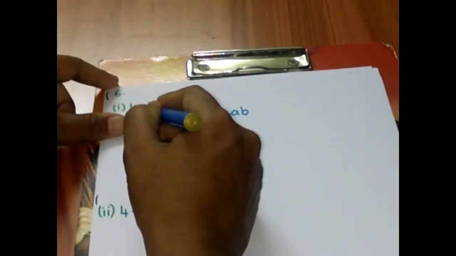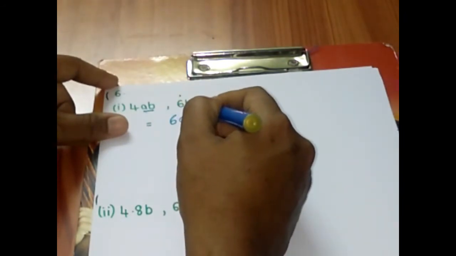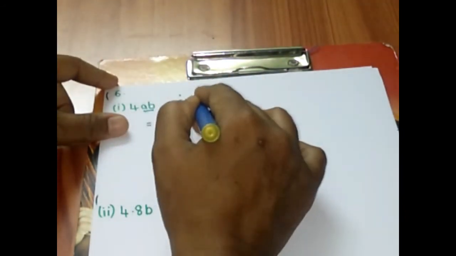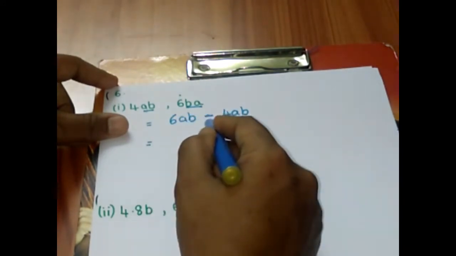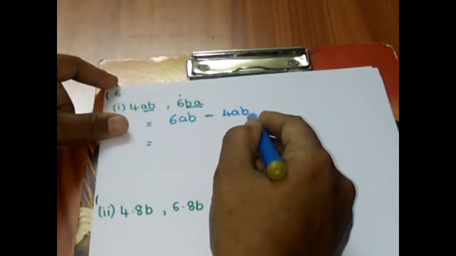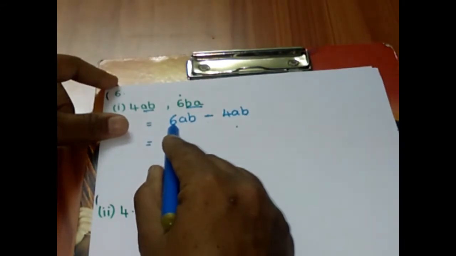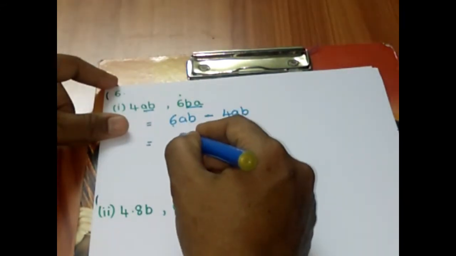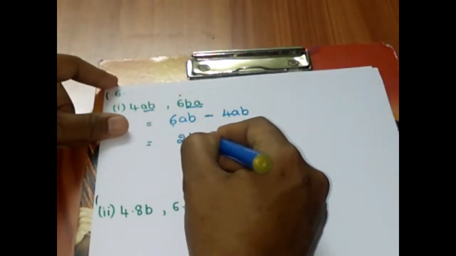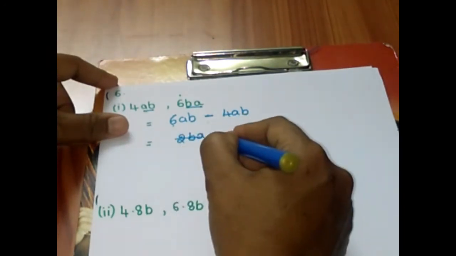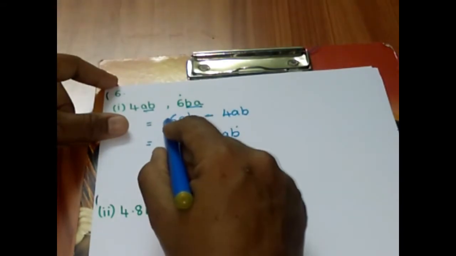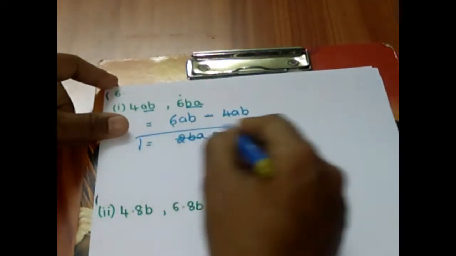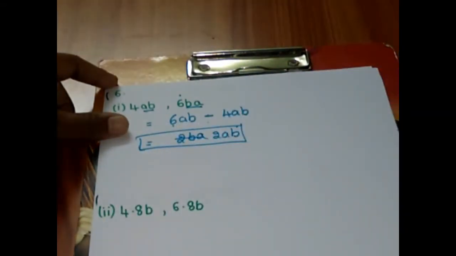Notice here, children, this is AB, this is BA. Of course, they are like terms. So while writing, we can write it in order. 6AB minus 4AB. 1 plus 1 minus. Subtract it. 6 minus 4 is 2. So it is 2AB. 6 is the greater number. It has the plus sign. So the solution is plus 2AB.